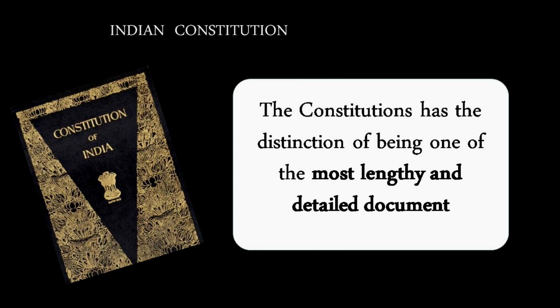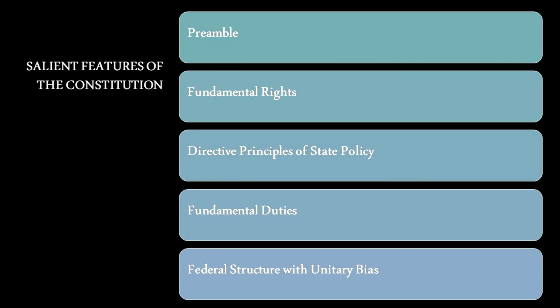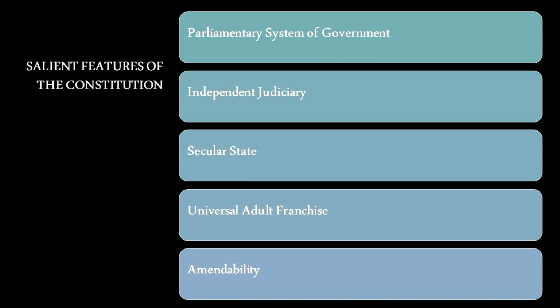Now, for such a beautiful and wonderful document that we have, let us go through the salient features of our Constitution. I would divide the salient features broadly into 10 features. The preamble, fundamental rights, directive principles of state policy, fundamental duties, federal structure with a unitary bias, parliamentary system of government, independent judiciary, the secular state, universal adult franchise and the provisions of being able to amend our constitution. These are the salient features of the Indian Constitution.